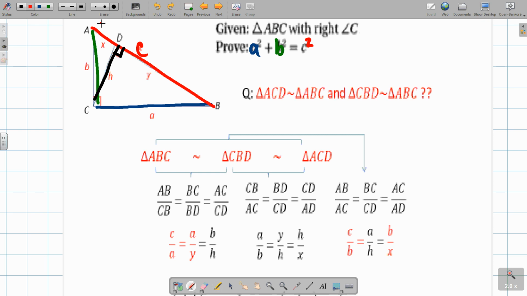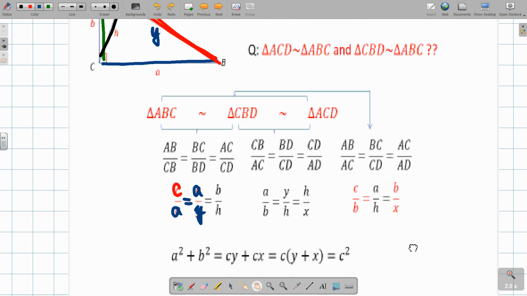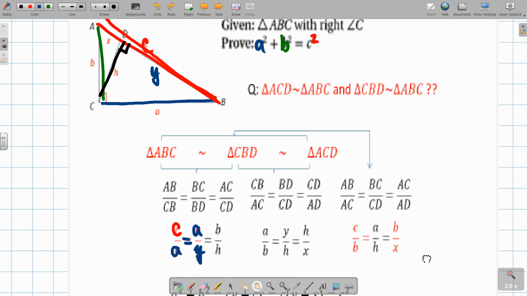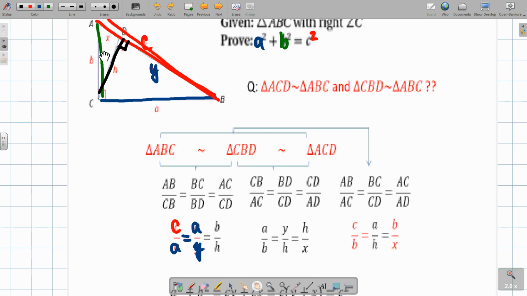Which means one of the things you can do is this one right here. You can flip it around. You can go hypo over the long leg equals the long leg over the long segment. That's one. And then we can go like this. We can say A over B also equals Y over H. And another one that's true is C over B equals B over X. That's the backwards of the short segment over short leg equals short leg over hypo.